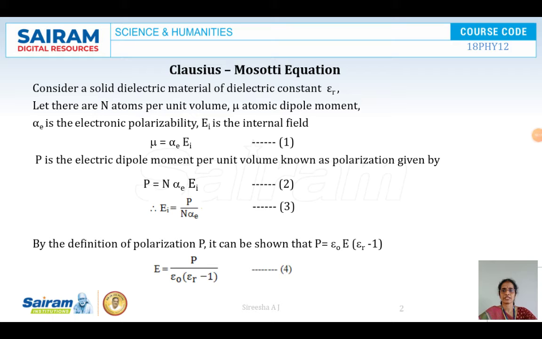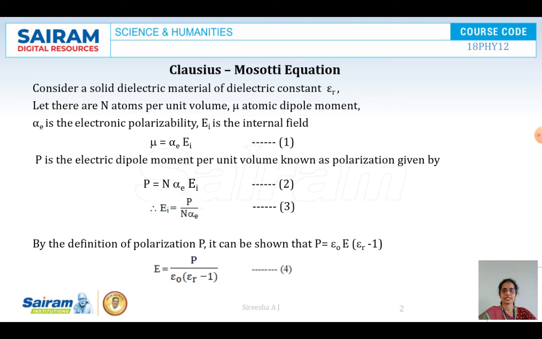Consider a solid dielectric material of dielectric constant epsilon r. Let there be n atoms per unit volume and mu be the atomic dipole moment. If alpha E is the electronic polarizability and Ei is the internal field, then we have seen in the previous sessions that the atomic dipole moment mu is given by alpha E into Ei, where alpha E is the electronic polarizability. Let us take this as equation 1.